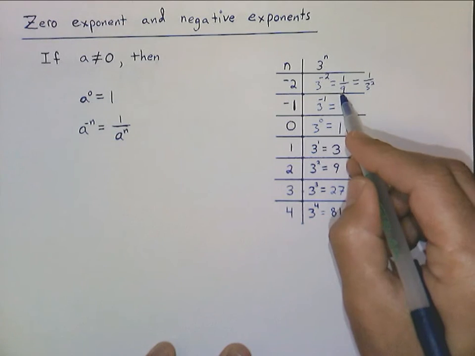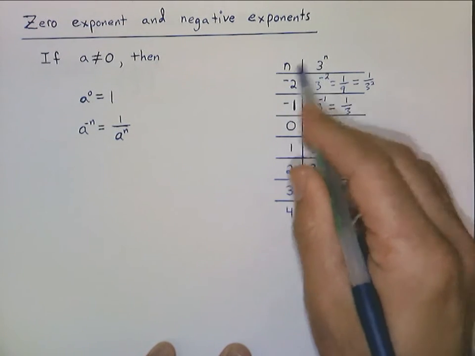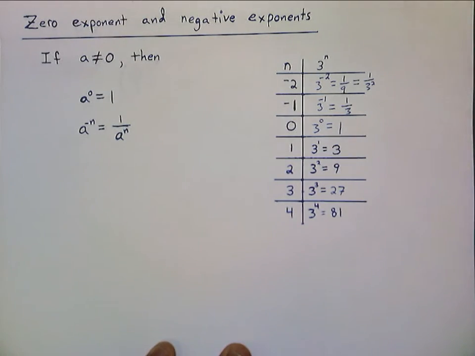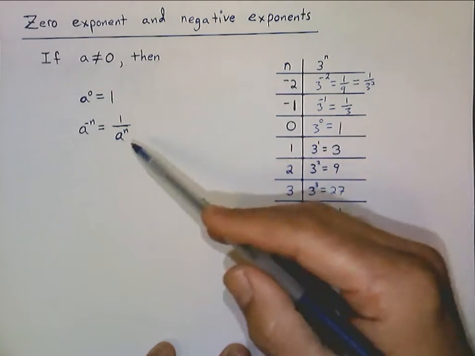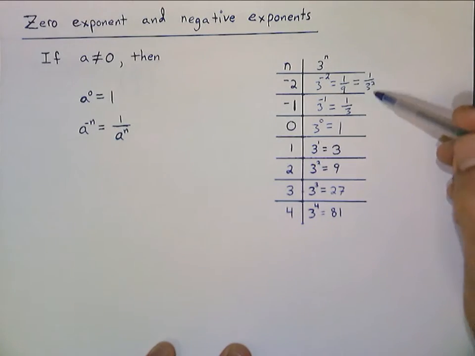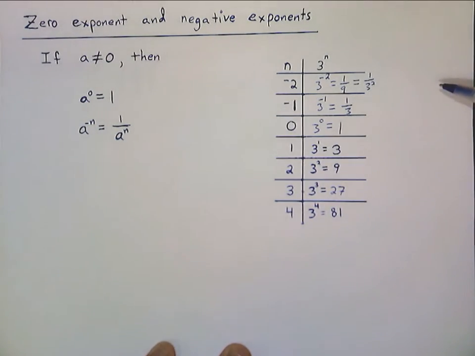I mean, the simplified version would be 1/9, but we see that this exponent of negative 2 becomes an exponent of positive 2 in the denominator. We'll look at this some more. There's other reasons why these negative exponents have to be what they are and why a zero exponent has to be what it is. But for right now, this table should convince you that that's what they are.